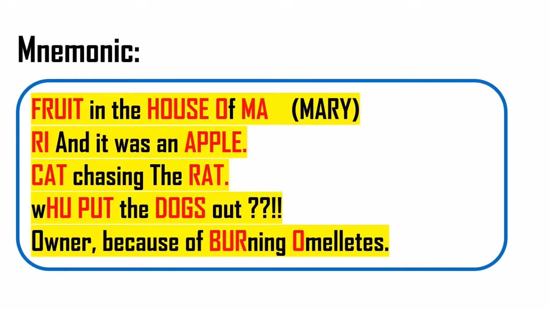And over here we can see that the word Mary has been divided into two lines, MA and RI. So MA and RI are going to be standing for two different names of the organisms, and the word who, which is written as WHU, that again stands for another organism. So whatever is written in red stands for the names of the organism.